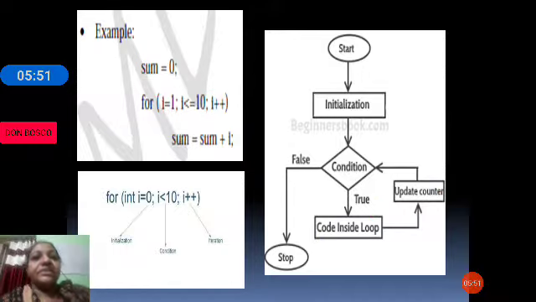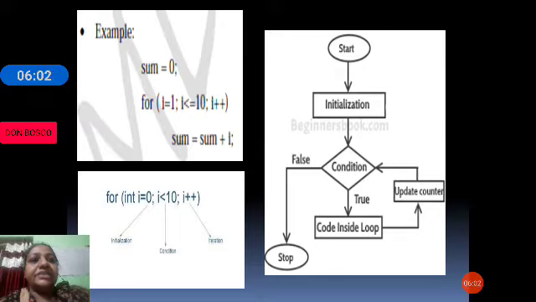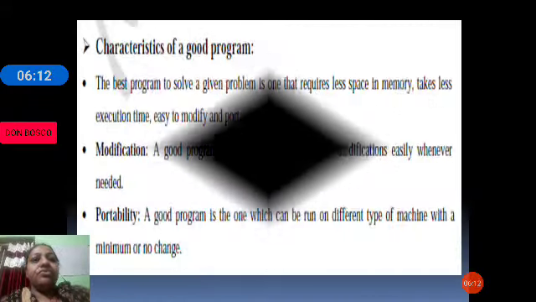So we are using a for statement. In the for statement, we are initializing I is equal to 1. Then we are using I is less than or equal to 10. If it is true, then we are adding I value to sum. So this is about the for loop.